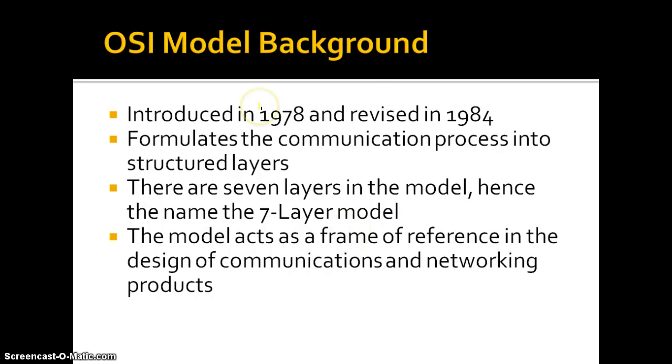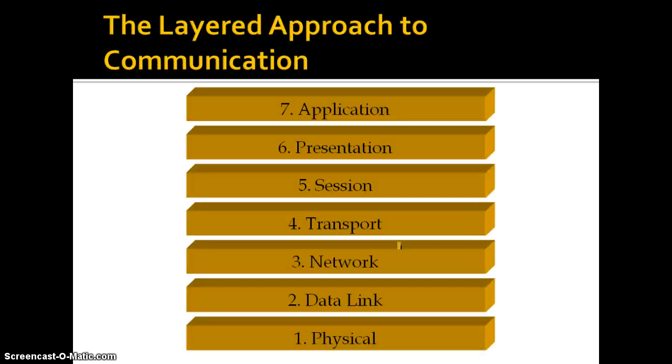The background of the OSI model. It was introduced in 1978 and then was revised in 1984. It formulates the communication process into structured layers. That is why it is known as the layered model. There are 7 layers in the model and hence the name 7-layer model. The model acts as a frame of reference in the design of communications and networking products.